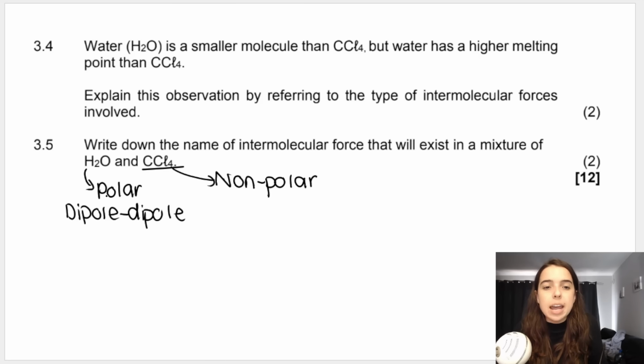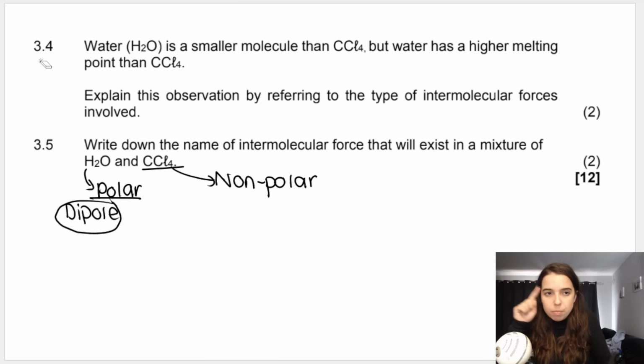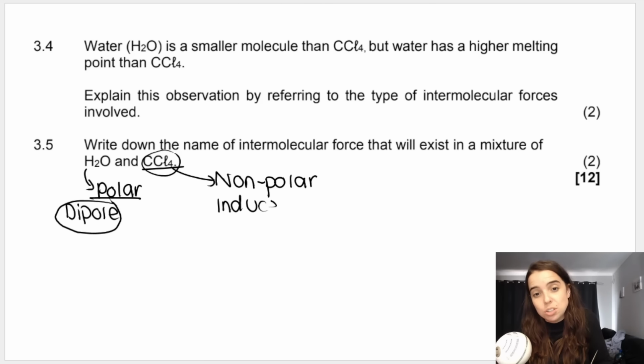This one is a polar molecule, so we think dipole. Okay, if you think polar, you must think dipole. Polar and dipole, those go together. And CCl4, you must think non-polar, and you must think induced dipole.